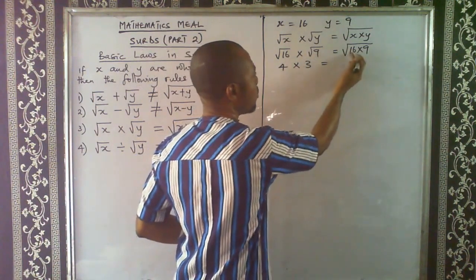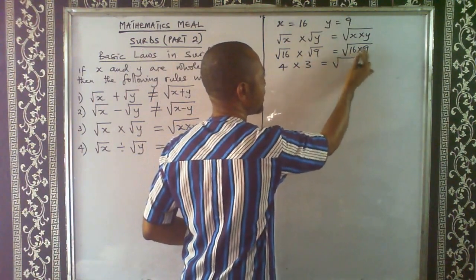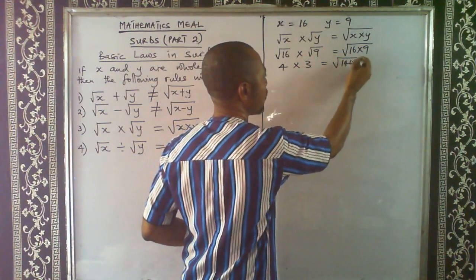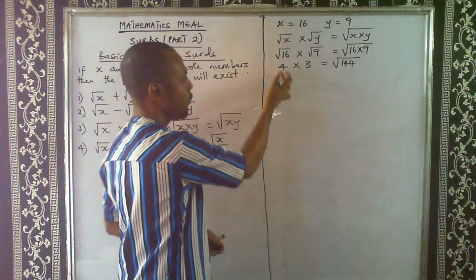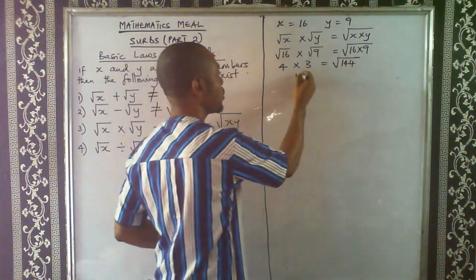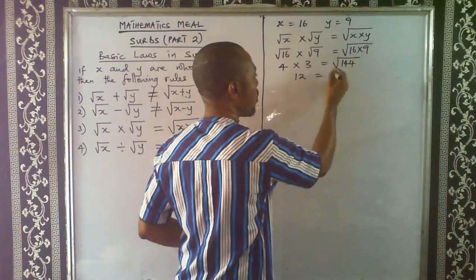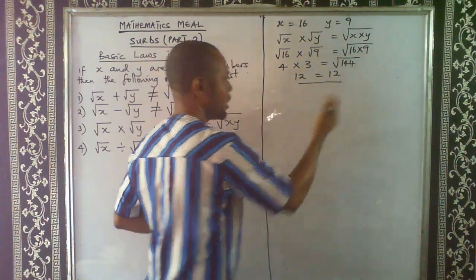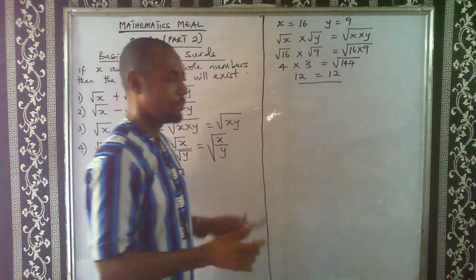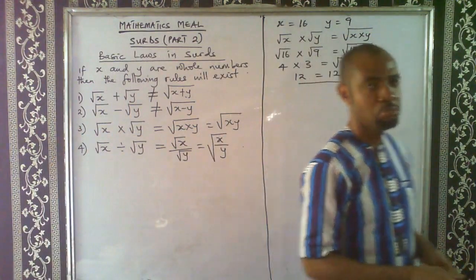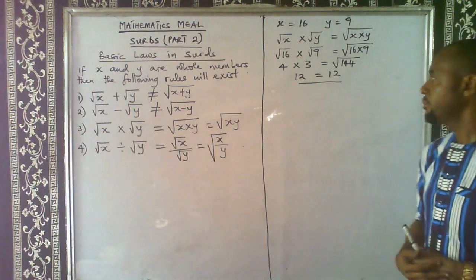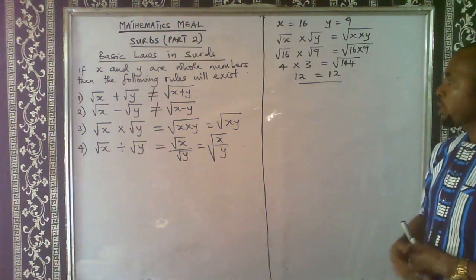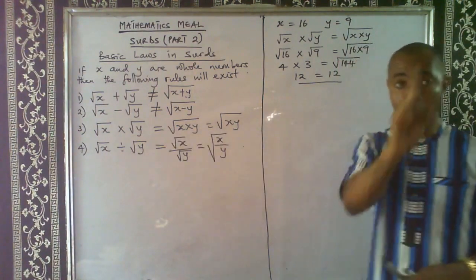Okay? What is 16 times 9? 16 times 9 will give us 144. Okay? 4 times 3 will give us what? 12. And square root of 144 will give us 12. Do you see? They are equal. They are the same thing. Very much the same. So you see it? We have proved this. So one more to go.